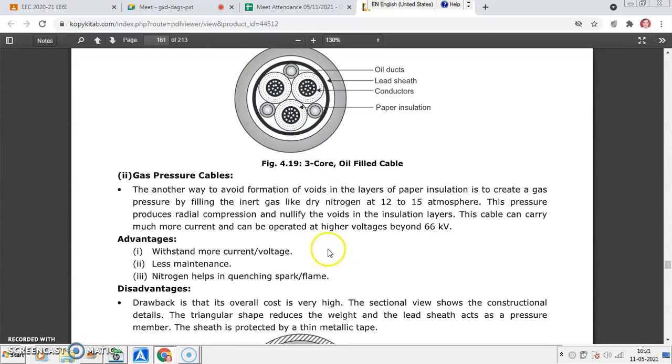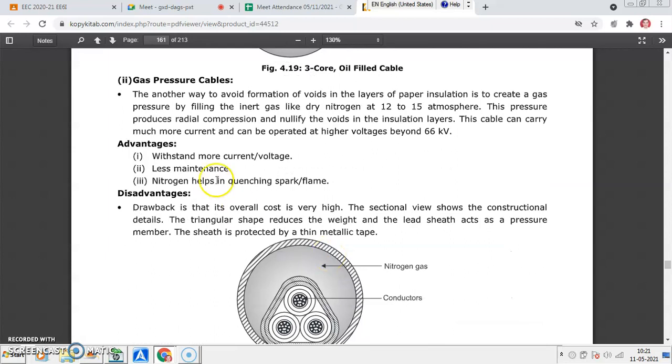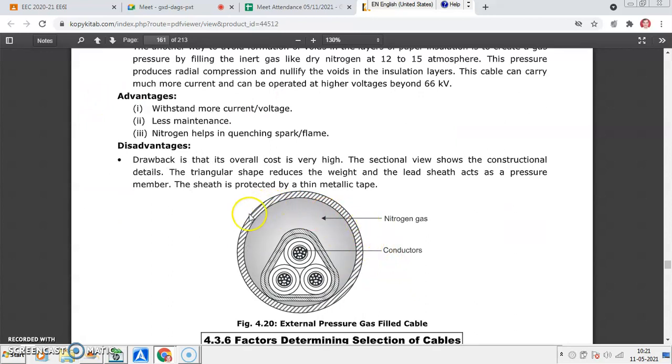So oil cables. Then gas pressure cables. Here it is nitrogen gas or sulfur hexafluoride. Here nitrogen is mentioned, but sulfur hexafluoride gas has more dielectric strength, though it is perhaps a little more expensive. So nitrogen gas or sulfur hexafluoride gas filled cable. Then you have the conductors, paper insulator, then lead sheath, and the conductor belt. So this is an external pressure gas filled cable. Such different types of cables are used.